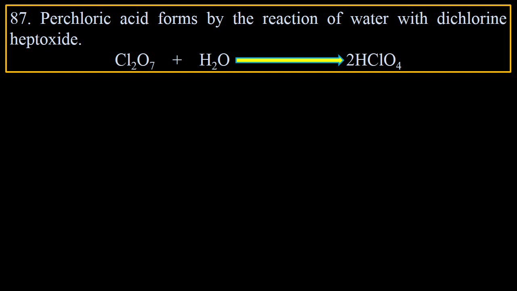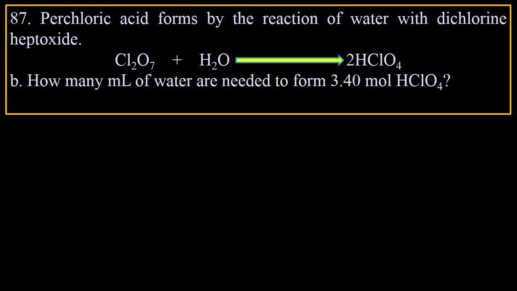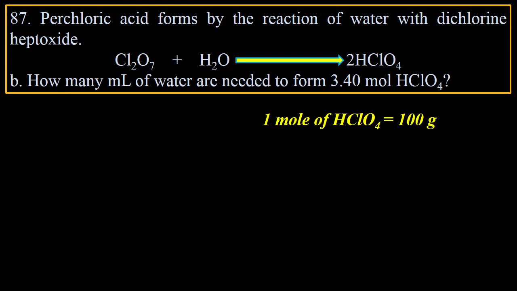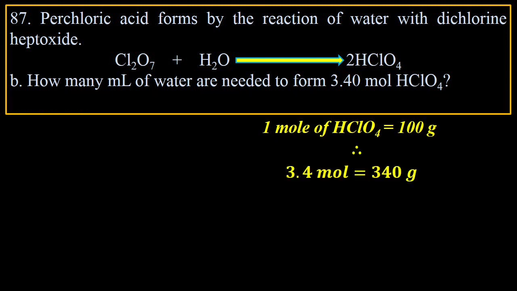So the values are going to be as such. How many milliliters of water are needed to form 3.4 moles of perchloric acid? Okay, so we know that 1 mole of perchloric acid is 100 grams. So what is the mass of 3.4 moles of perchloric acid? It's going to be 340 grams.